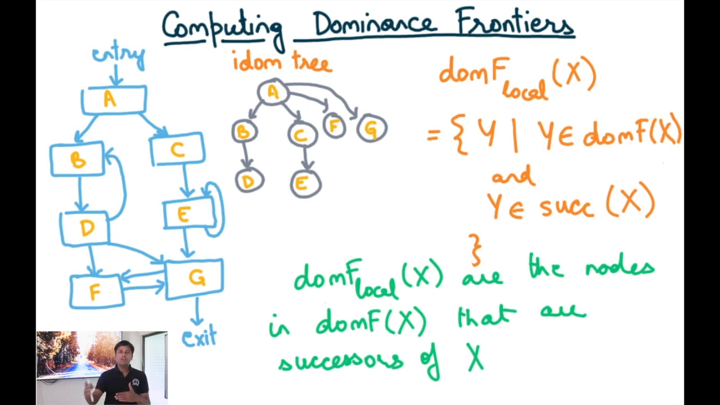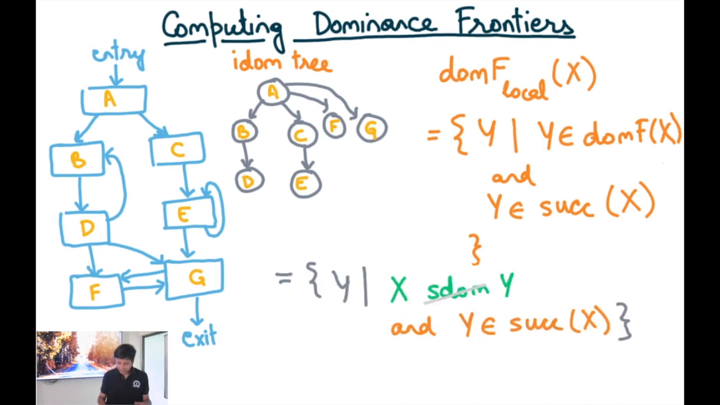In other words, when will an outgoing edge to a node be in the dominance frontier? If I don't strictly dominate it. If I strictly dominate it, then it cannot be in the dominance frontier. But if I don't strictly dominate it, then I dominate its predecessor, which is myself, because domination is a reflexive relation. So that would mean that it is in the DOMF local of node X. In other words, Y is in the DOMF local of node X if X does not strictly dominate Y and Y is a successor of X. And you can check for yourself that these two relations are equivalent.